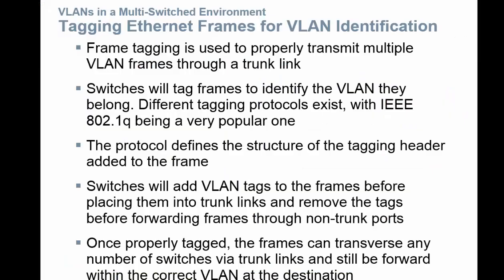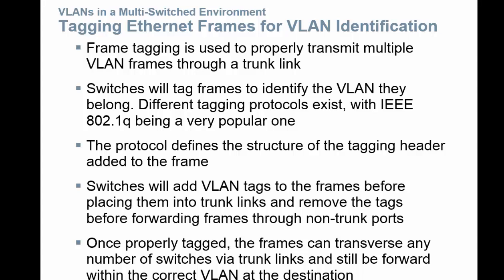It would only hit that particular device in those VLANs. Now we tag Ethernet frames for VLAN identification. They have to know where they're going. Frame tagging is used to properly transmit the multiple VLAN frames through a trunk link. Switches will tag frames to identify the VLAN they belong to, and different tagging protocols exist, with the IEEE 802.1Q being a very popular one, and like I said, that's the one we use with our switches. The protocol defines the structure of the tagging header added to the frame. Switches will add the VLAN tags to the frames before placing them into a trunk link, and remove the tags before forwarding the frames through non-trunk ports.